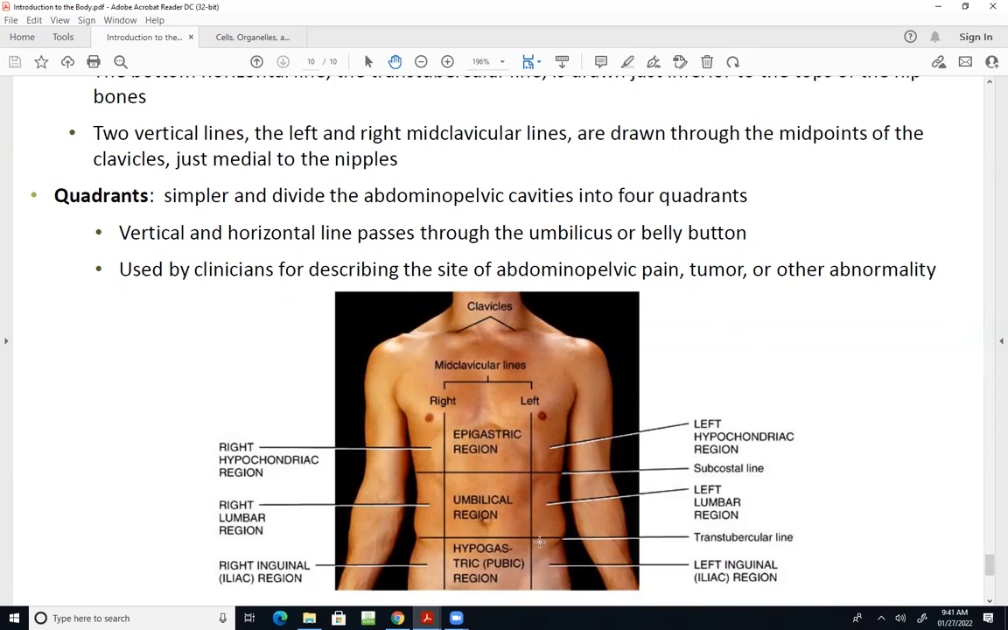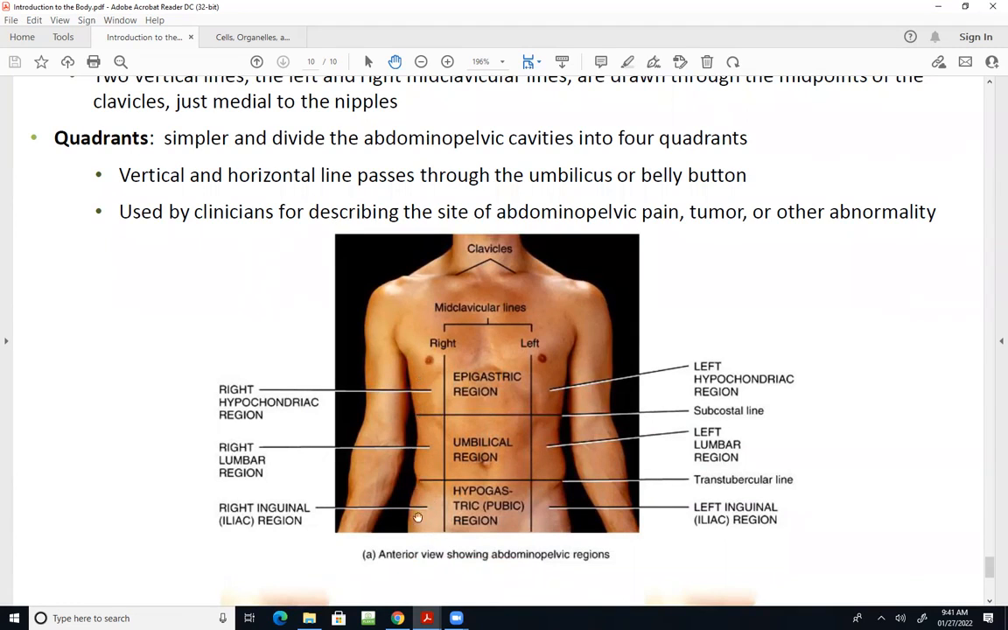The wonderful thing about it is you don't have to learn 9 different names. If you look here on this side, we have the right hypochondriac, right lumbar, right inguinal, or iliac region. If we go across the body, there are no different names. You just have to replace right with left. And like I was talking about the other day, this is their right, this is their left, even though this is the left side of the image and this is the right side of the image. You have to make sure you know this is their right arm, their right side of the body, so this is their right hypochondriac, etc.